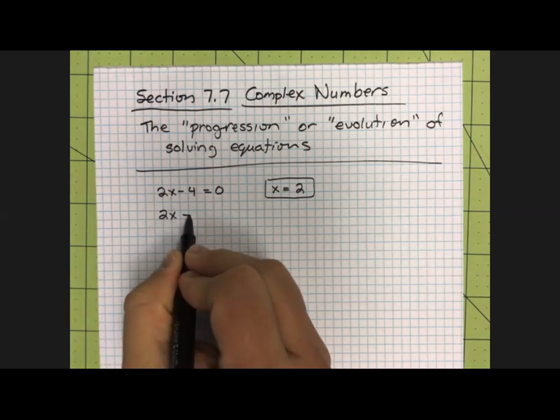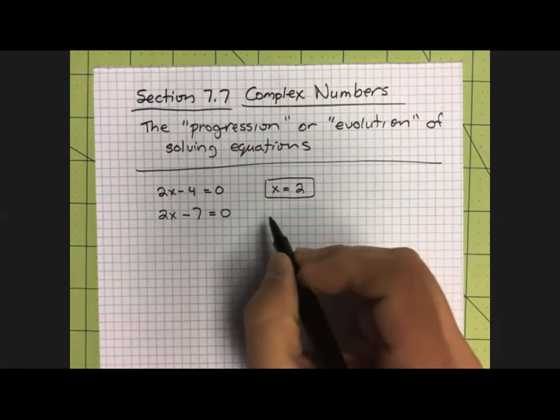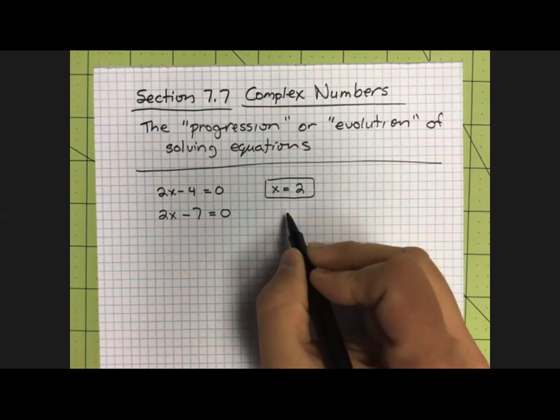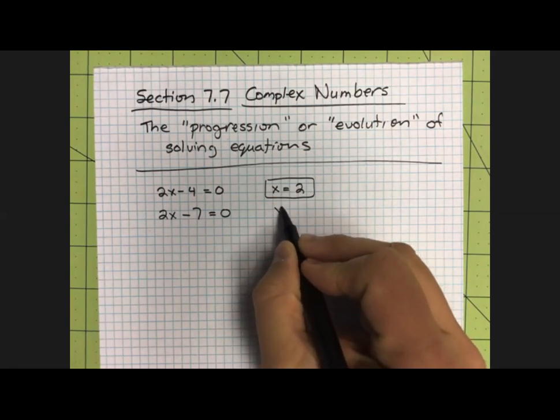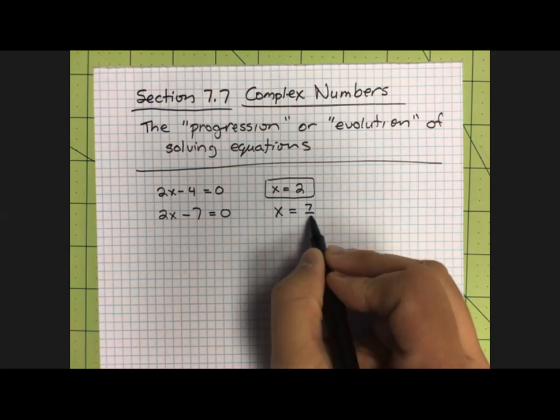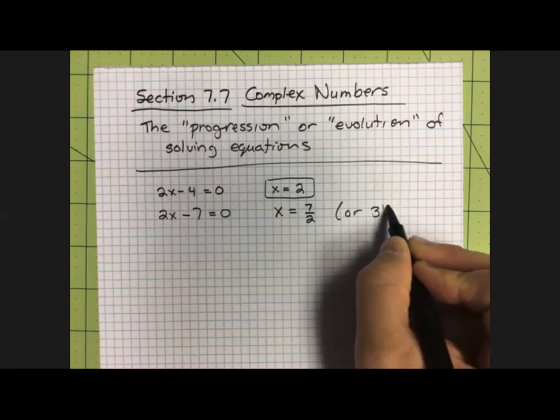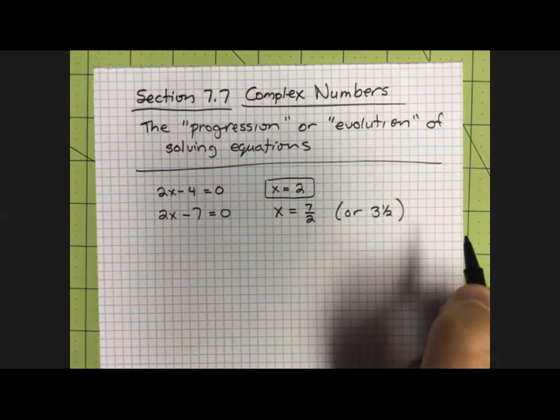But now look at this equation. 2x minus 7 equals 0. And you're likely to be just as fast with the answer. x equals 7 over 2, or 3.5.